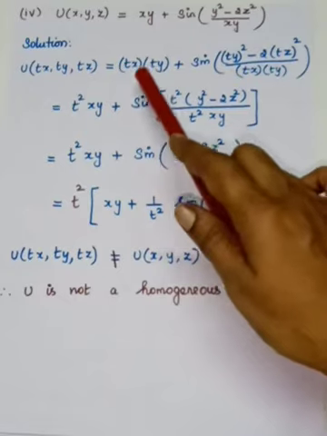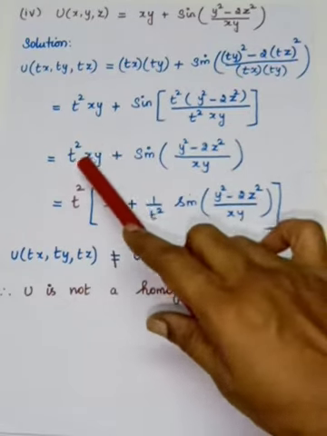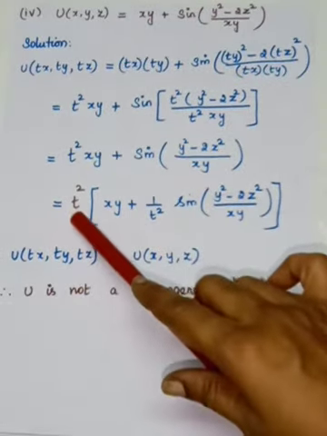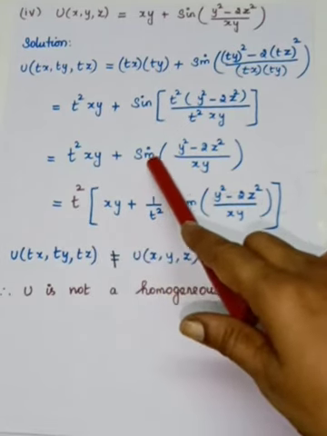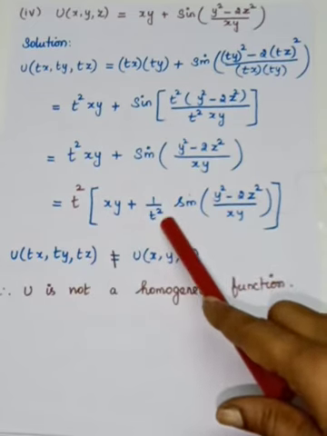And here t into t is t squared xy. So from these two terms, t squared has to be taken out. If we take it out, it is xy. But here, no t squared is there. So it has to be divided by t squared.